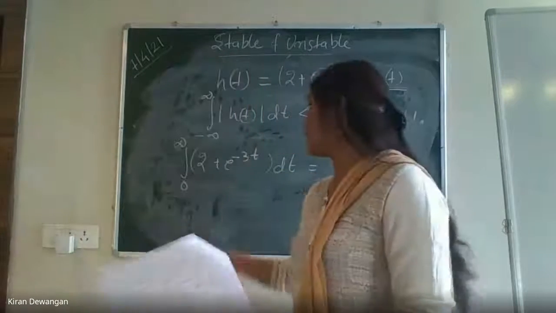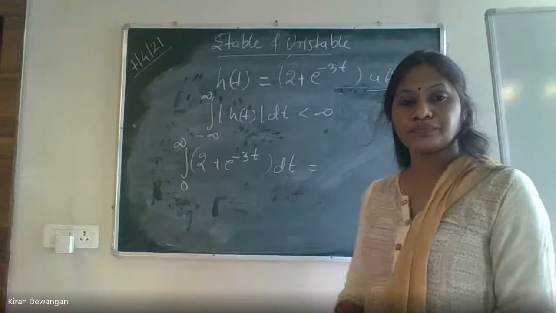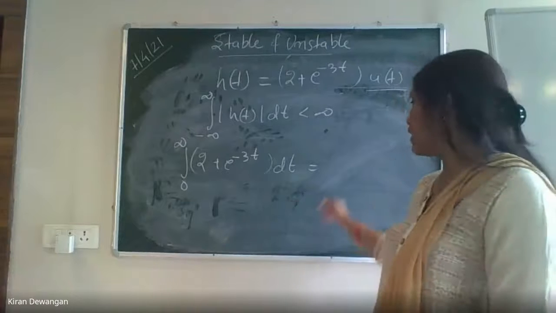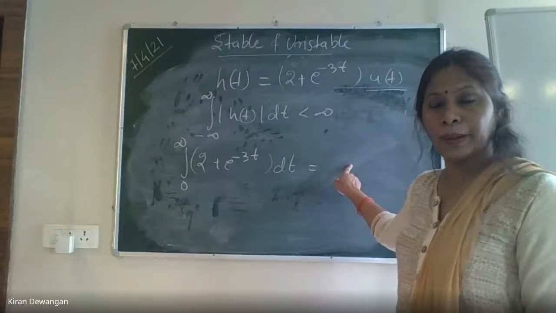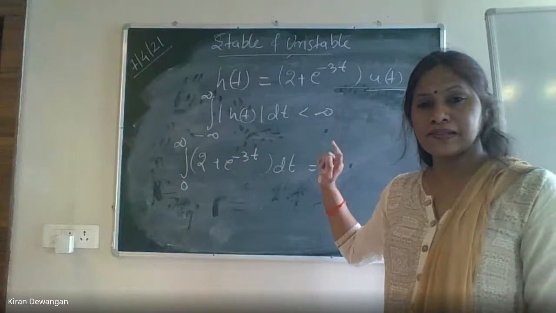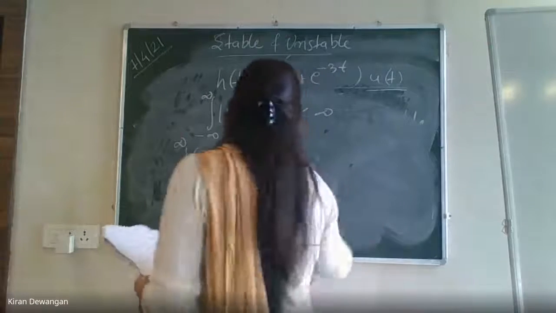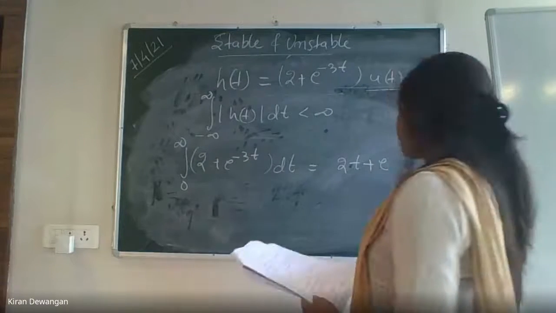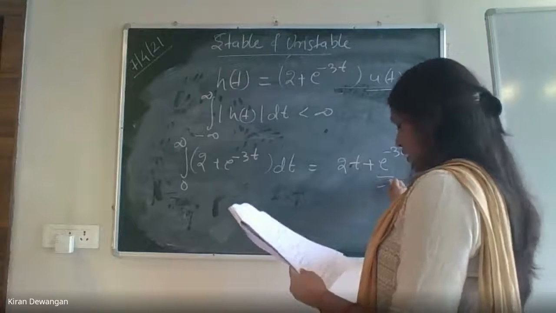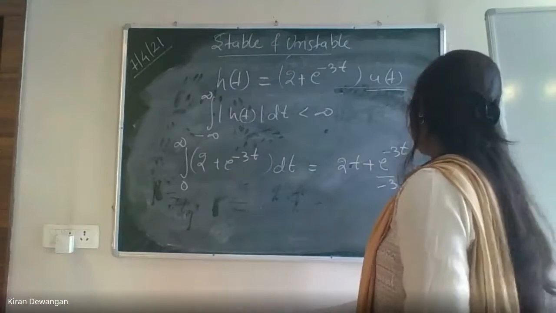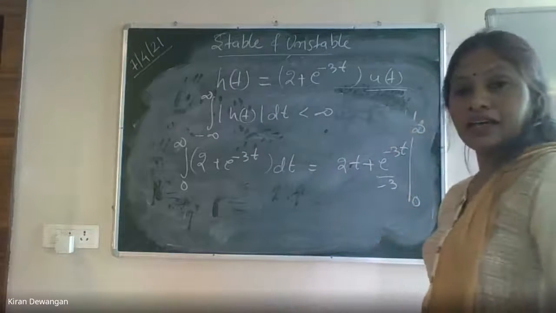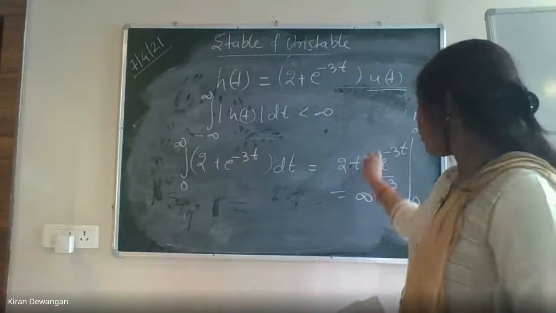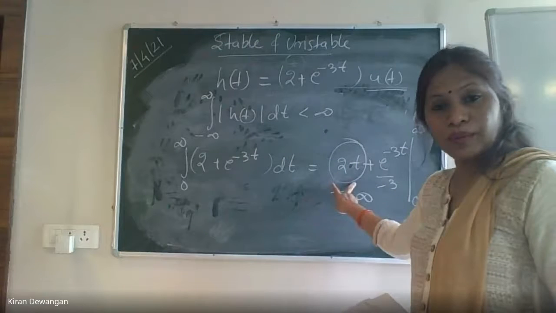What integration value are we getting? Yes, solve it fast students. Are we getting any finite value? This will be 2t plus e to the power minus 3t divided by minus 3, evaluated from 0 to infinity. It will be an infinite value. It will not be a finite value. It already has 2t, and 2t will be an infinite value.